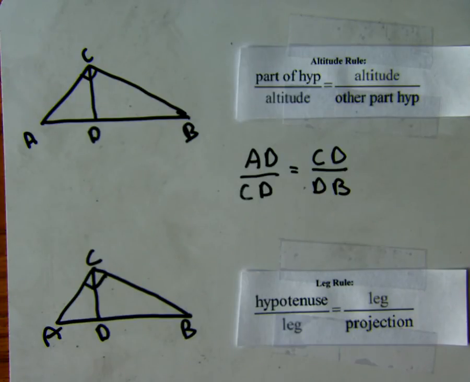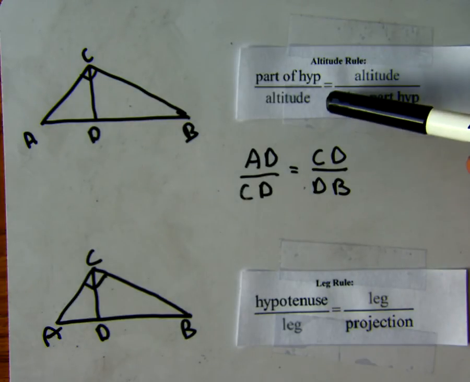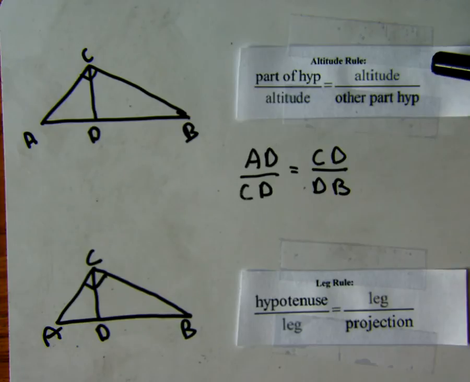There are two rules that you need to keep in mind. One is the altitude rule. What the altitude rule is: part of the hypotenuse divided by the altitude is equal to the altitude divided by the other part of the hypotenuse.